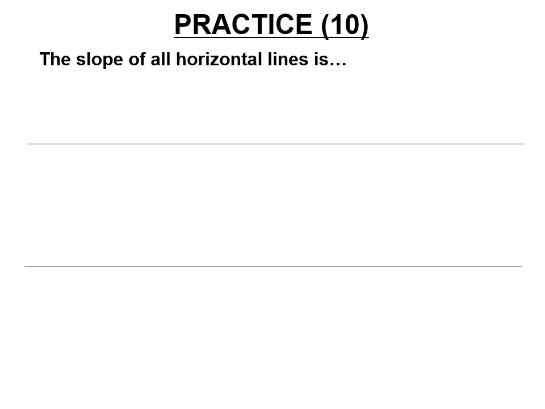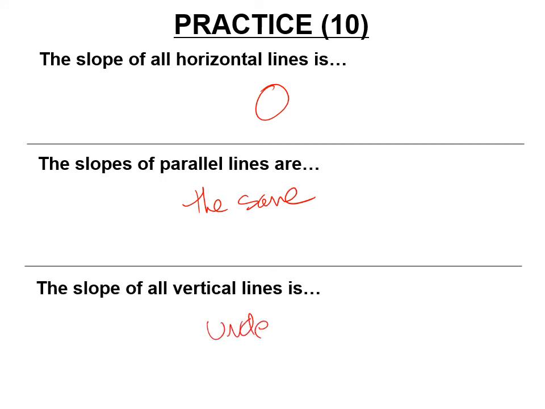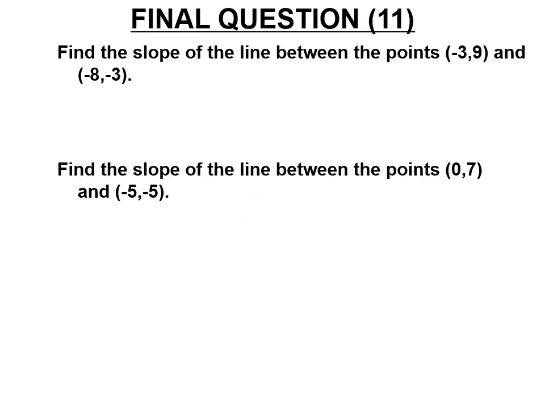So let's practice. The slope of all horizontal lines is 0. I'm actually just going to write 0. Okay. Slope of parallel lines are the same, always. Slope of all vertical lines is undefined. Vocabulary.